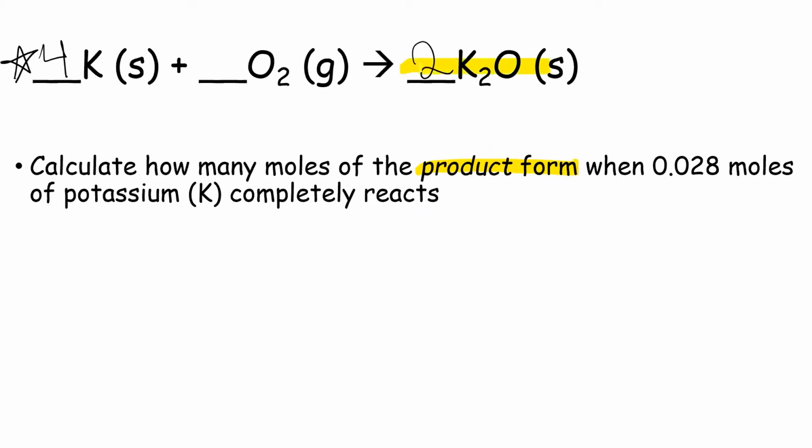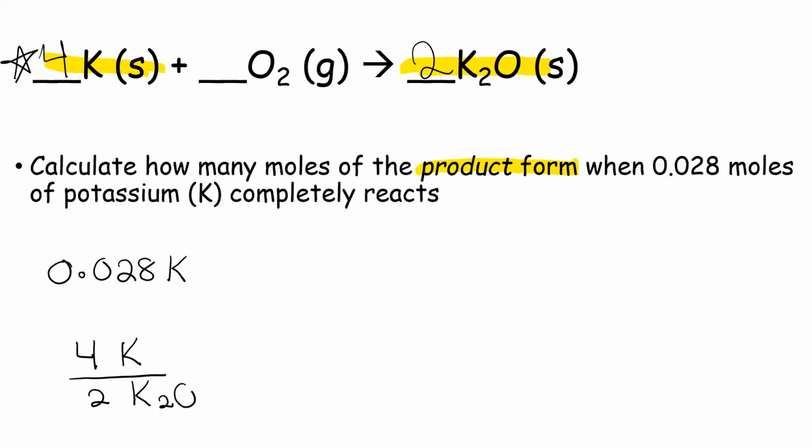So in this case, we're asking to compare potassium oxide with potassium. We will start with 0.028 moles of potassium on top. And our conversion factors will either be 4 moles of potassium to every 2 moles of potassium oxide, or vice versa.